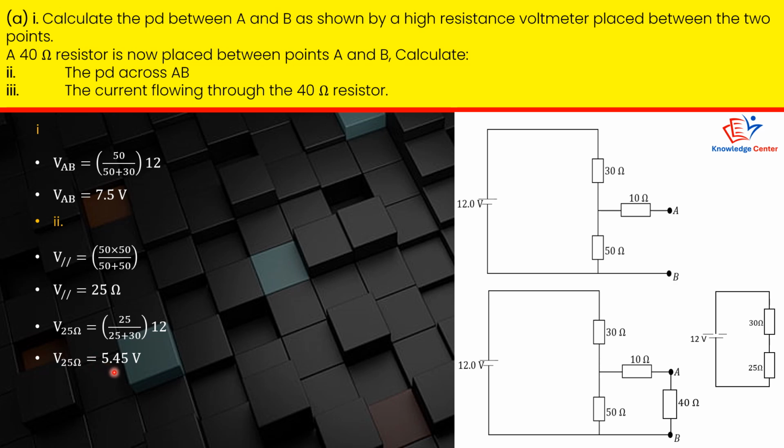So now what happens is, if we have to share this voltage between the 10 and the 40 ohm resistor, we use our potential divider rule. The 40 ohm resistor would have 40 divided by 50, because again, that's the sum of the resistance, multiplied by the net voltage across them. And so that gives us a voltage of 4.36 volts, and that's your answer to Roman 2.